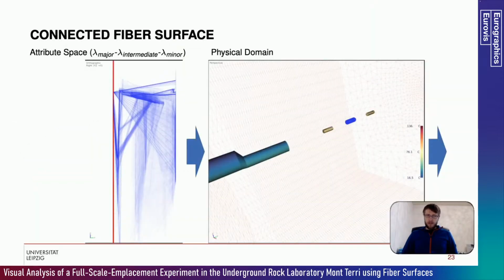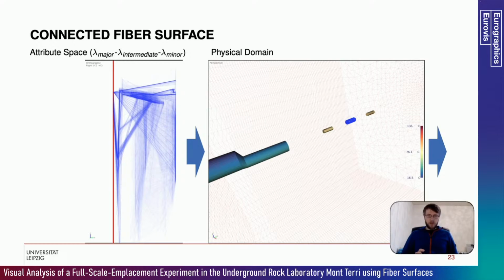A last possibility is a connected fiber surface. In this case, several extract fiber surfaces are connected. The possibility is used that the algorithm also works vice versa. So, first, an interesting area in the attribute space consisting of the 3 eigenvalues is used. The interactor is here this red line. The rest of the interactor is outside the window.